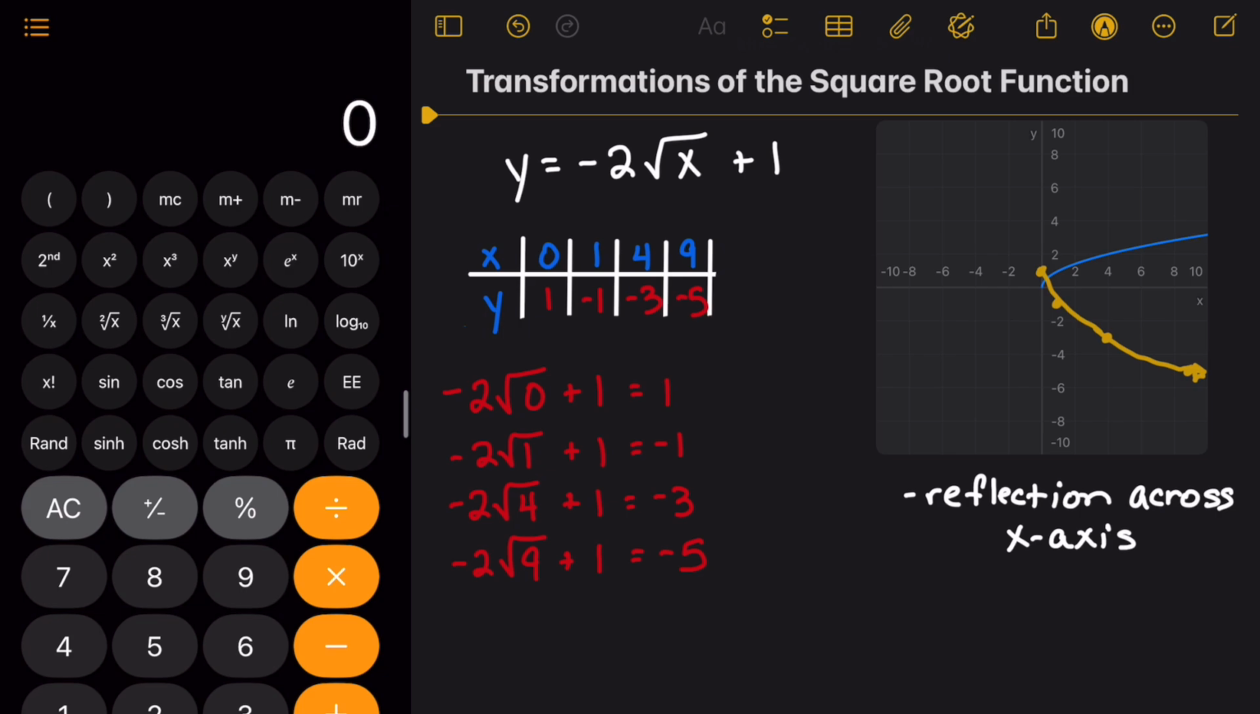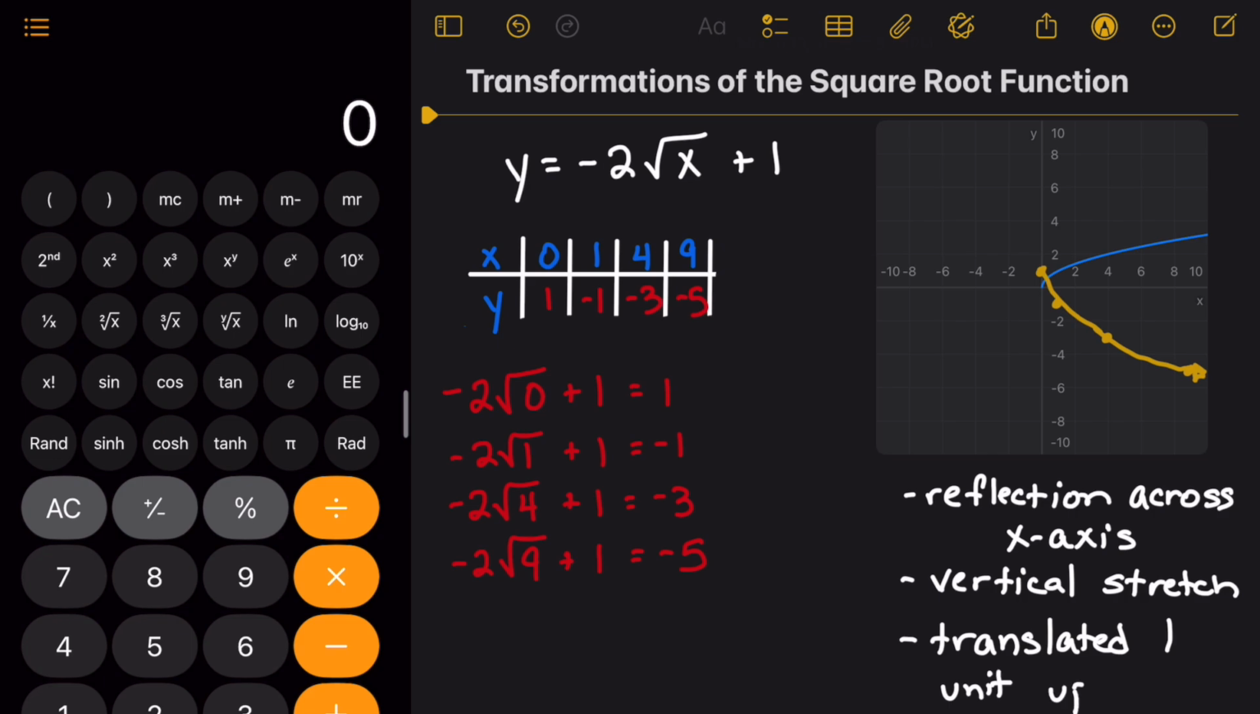And it definitely looks like it has been stretched out. So that 2 in front is causing a vertical stretch. So let's include that as well. And then finally, the plus 1 on the end is causing us to be translated up 1 unit. So translated 1 unit up.